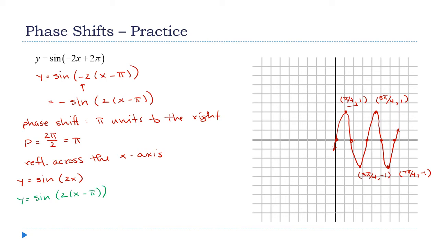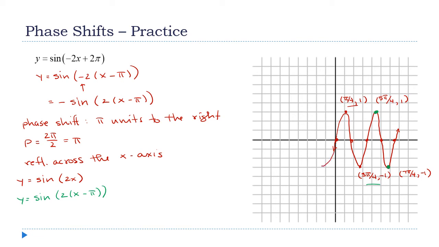If I take this point pi over 4 and move it pi units to the right, it ends up here at 5 pi over 4. And if I take this point at 3 pi over 4 and move it pi units to the right, it ends up here at 7 pi over 4. Well, this is kind of weird, right? Now I really am getting curious. Let's do some more here.